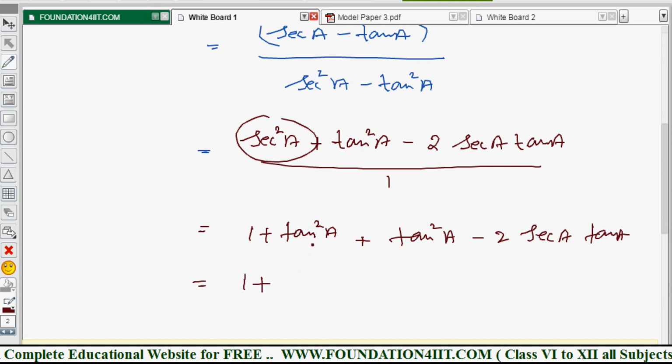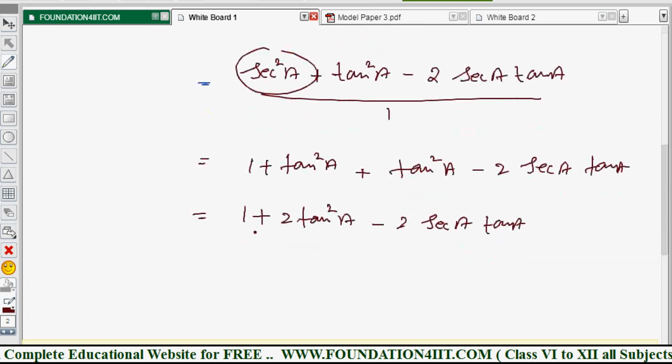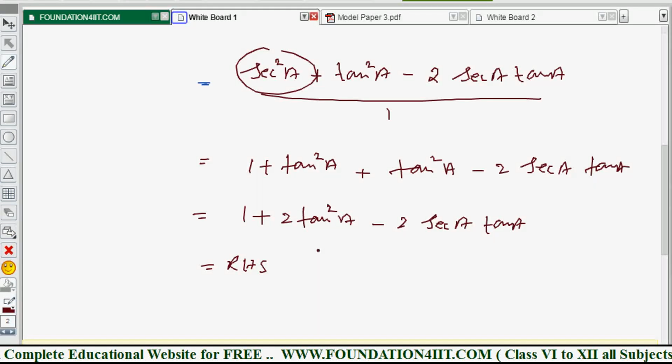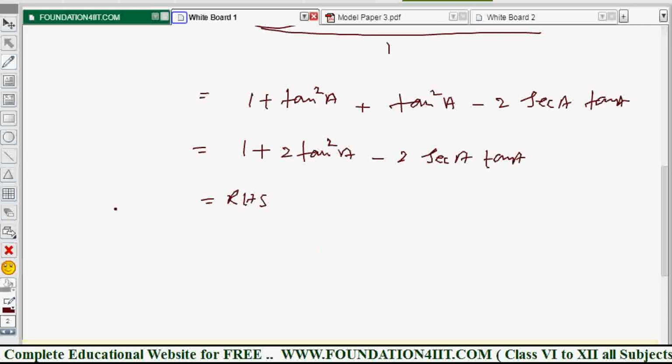Now according to the RHS, 1 plus tan square A plus tan square A is 2 tan square A, minus 2 sec A into tan A as it is. So this only is the RHS. So what we need to prove? This is 1 plus 2 tan square A minus 2 sec A tan A, right? This is RHS. So LHS we have taken by applying rules. We got the RHS, hence proved.